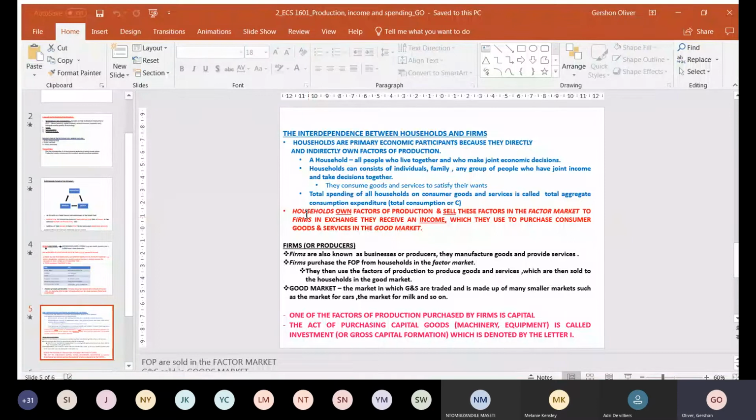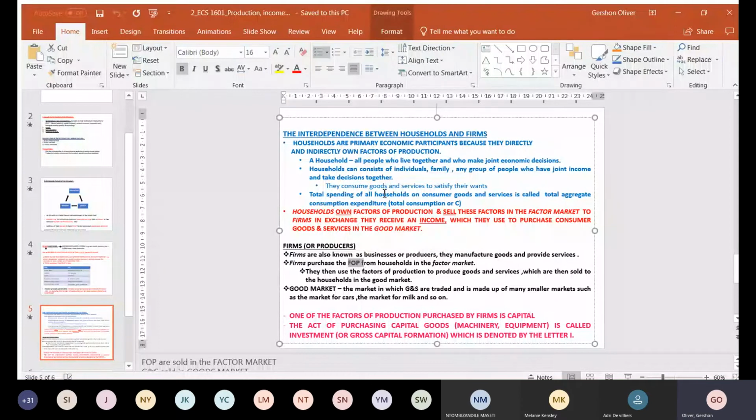Your firms purchase the factors of production from the households. What did I say earlier? The households are the owners of the factors of production. The firms purchase the factors of production from the households in the factor market. There is also a goods market, which is the market in which goods and services are traded and is made up of many smaller markets. So essentially, I've introduced the concepts of households, firms, and the factor and goods markets.